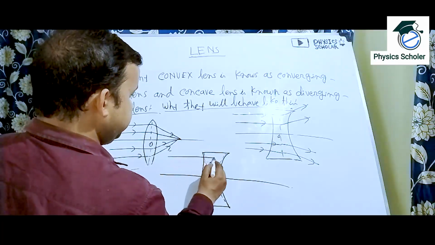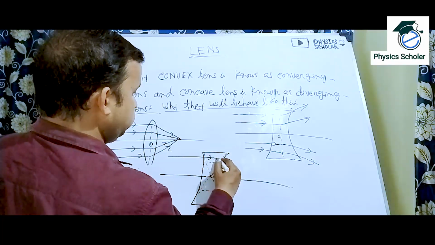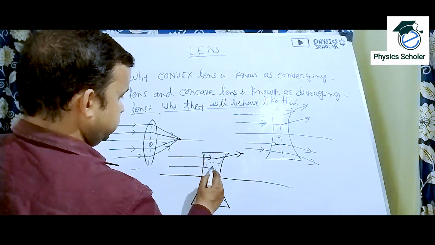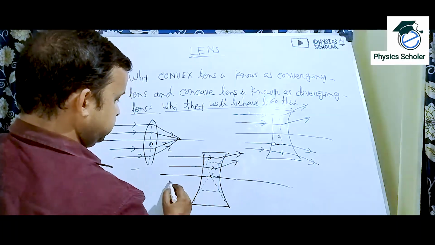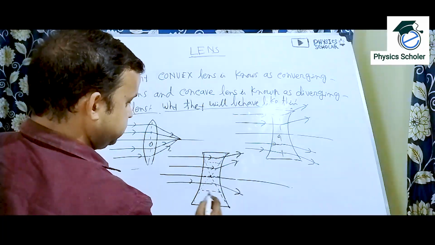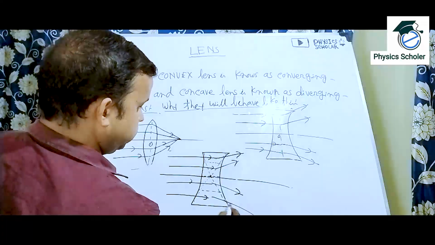So if a ray of light is incident, after getting refracted, what will happen? They will move towards the base. Now here the bases are down. So they will move towards the base. Here they will move towards the base.